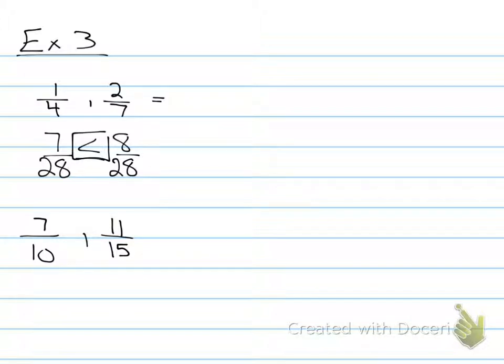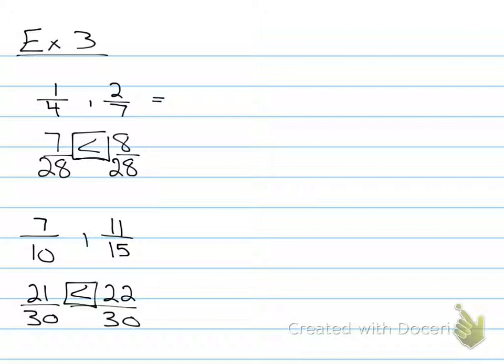Between 7 over 10 and 11 over 15, what did you find to be your LCD? 30. 30, very good. Okay, so now how did you figure out what was going in your numerator? You multiplied from... Very good. 10 times what is 30? 3, so 7 times 3 is 21. And then 15 times 2 is 30, so 11 times 2 is 22. Very good. So less than. Who got less than? Raise them high. Good job.